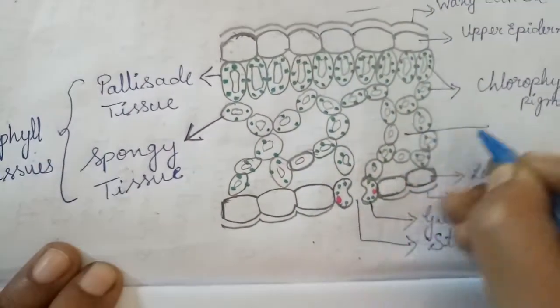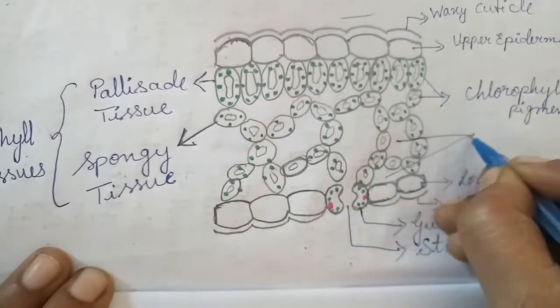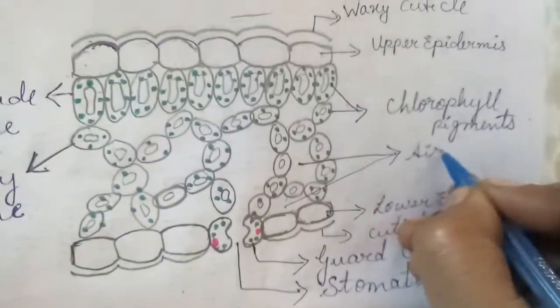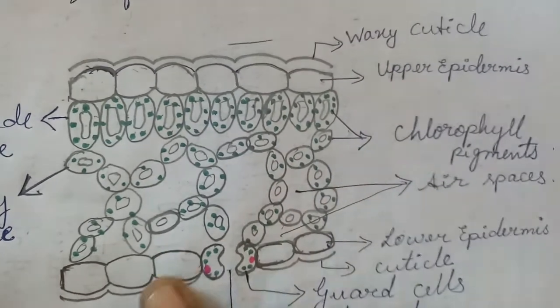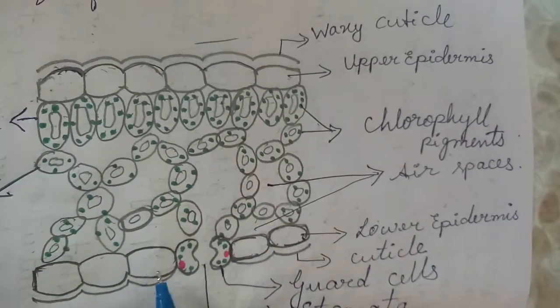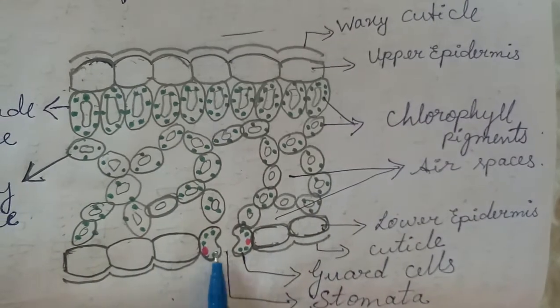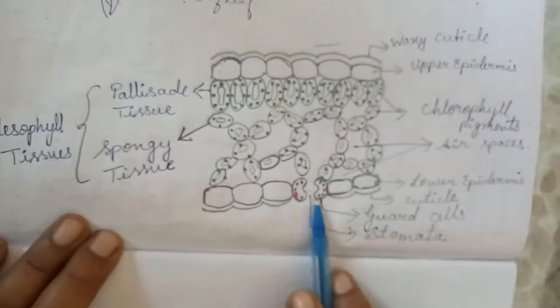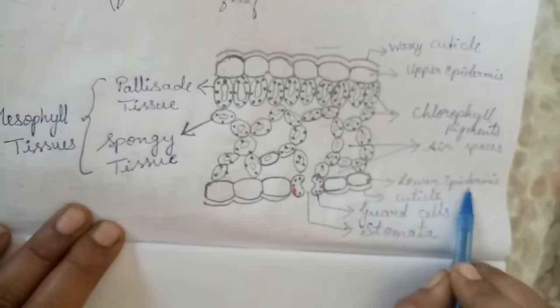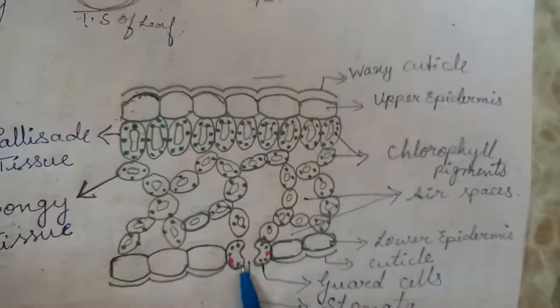And these gaps which you see, what are these called? The air spaces. So you see there are air spaces present between these cells. And that's why I told you that stomata are mostly found on which surface? Lower surface, the lower epidermis compared to the upper epidermis.